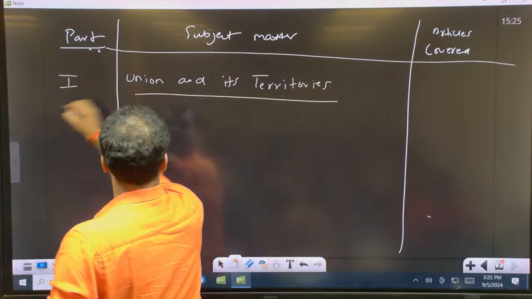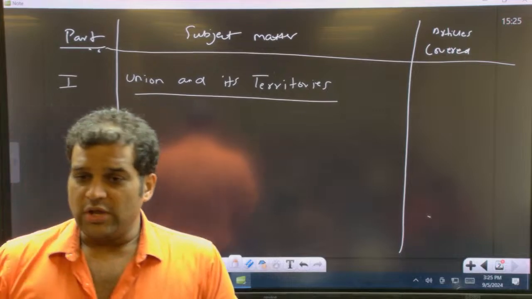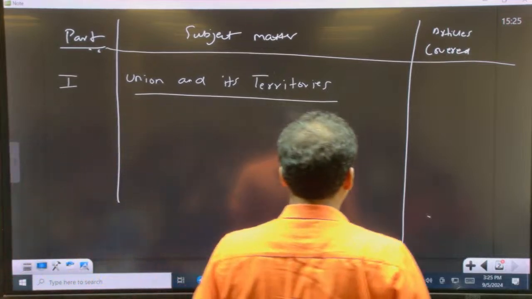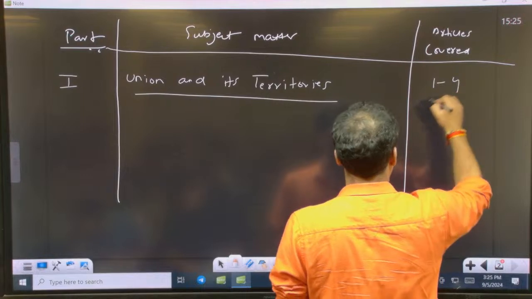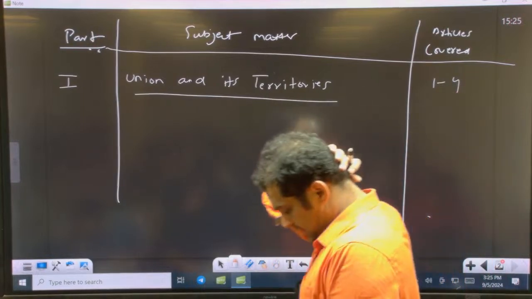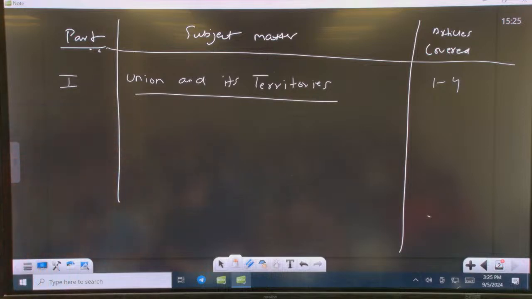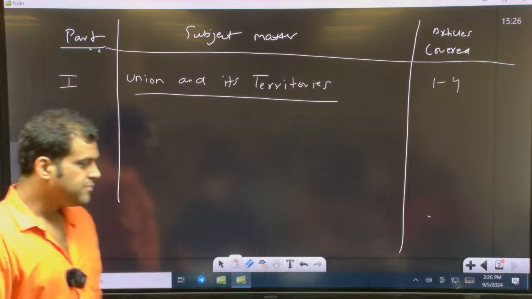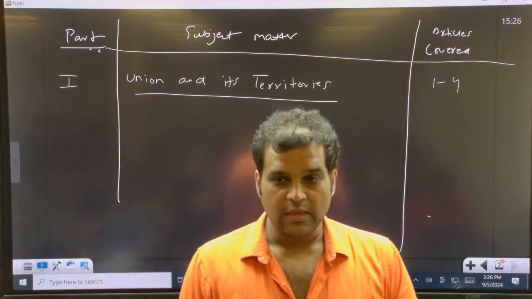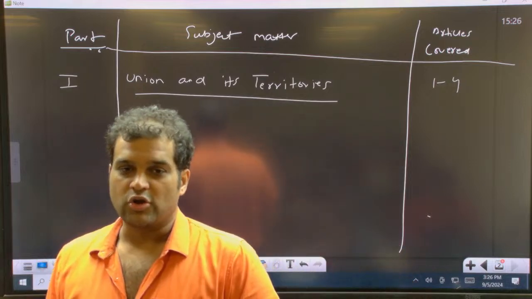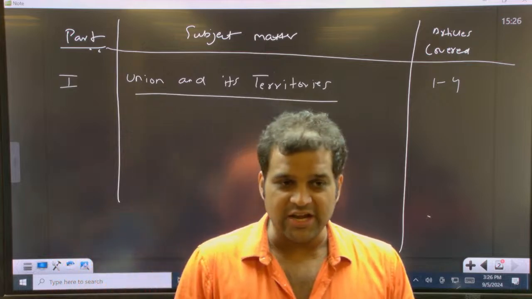Okay, fine. So part one of the constitution deals with union and its territories. The articles covered are 1 to 4. Union and its territories. Write it down. Now tell me, what does the term territory mean?